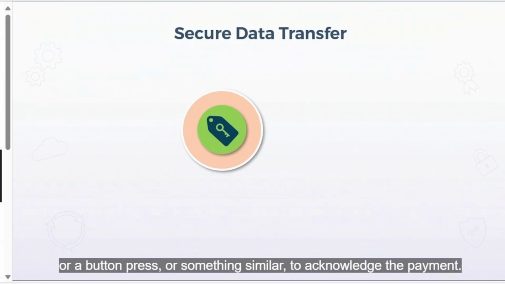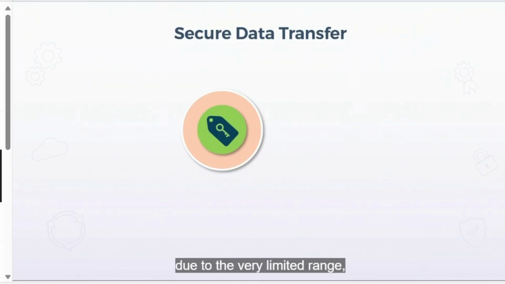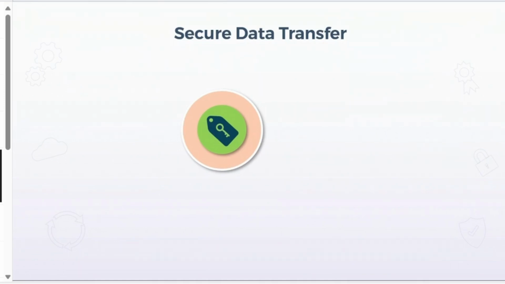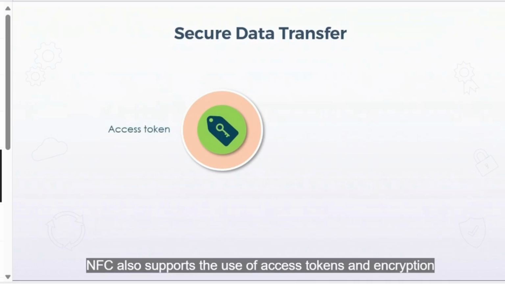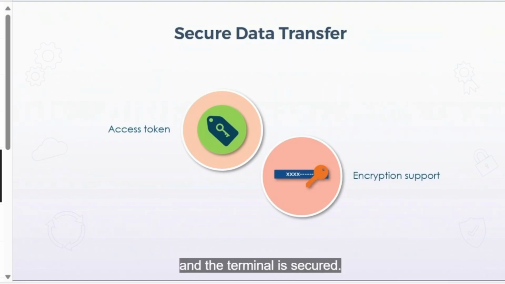to acknowledge the payment. Now, while the transaction is somewhat inherently secure due to the very limited range, in other words, an intruder who might be attempting to pick up on stray signals would have to be right on top of you to pick up the transmission, NFC also supports the use of access tokens and encryption so that the data being exchanged between your mobile device and the terminal is secured.